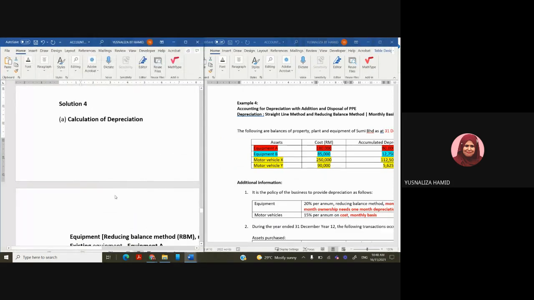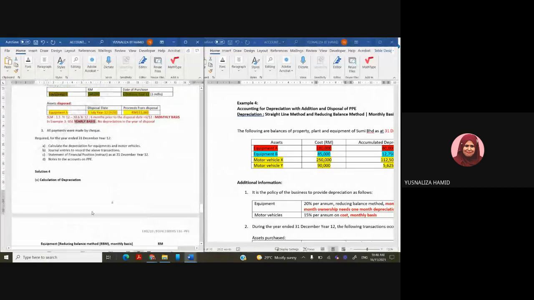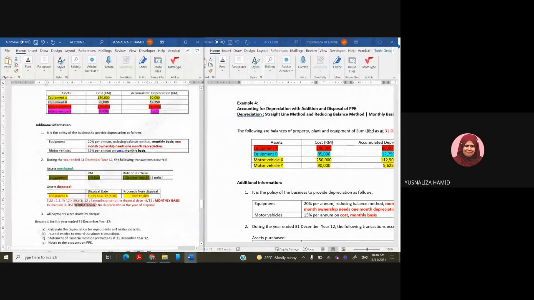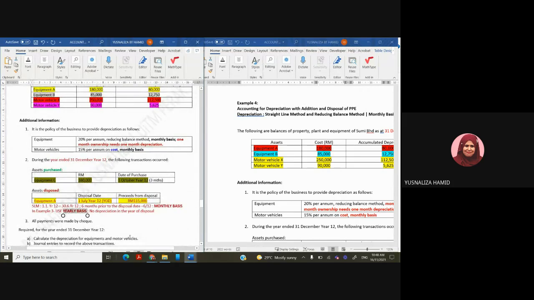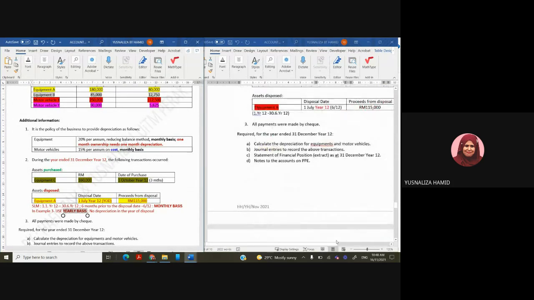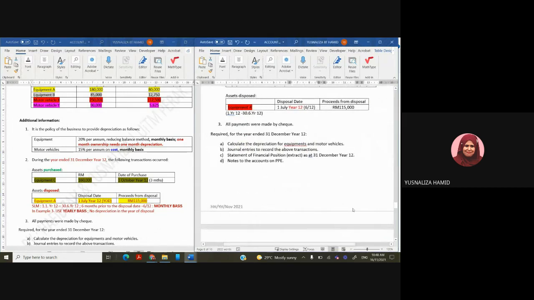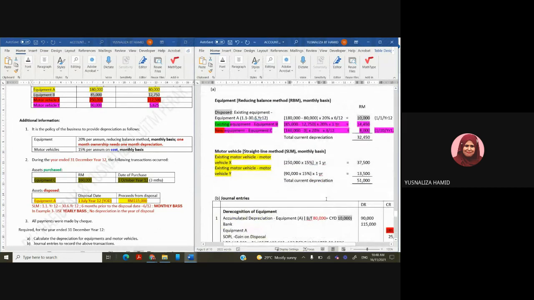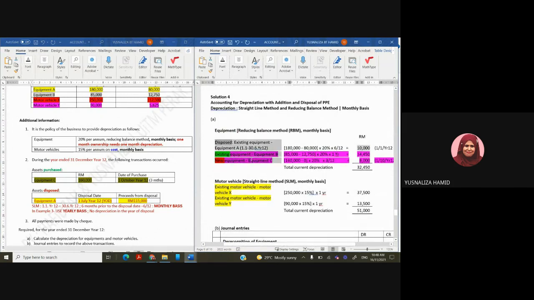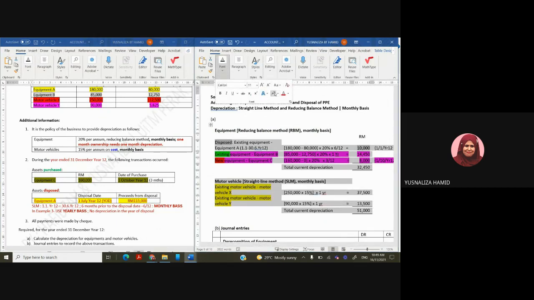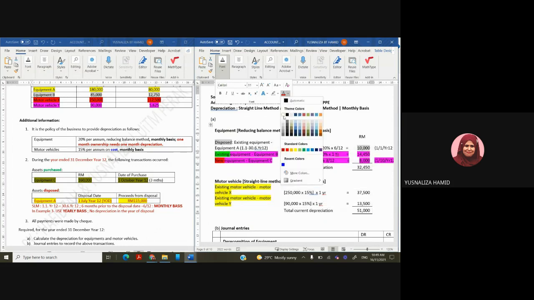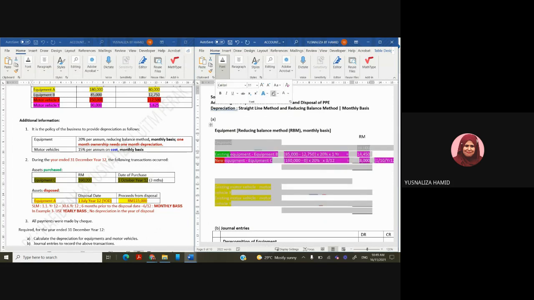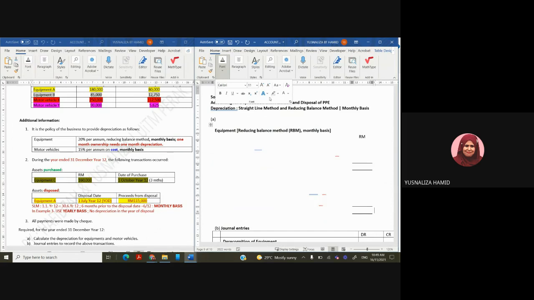Let us go to the side-by-side discussion here. What you are asked to do is calculate the depreciation of the equipment, and also the motor vehicle. So let us look at what I have prepared here for you, which is example 4. Before that, I will just make this gone. No more. No answer. Okay, let's start from the beginning.